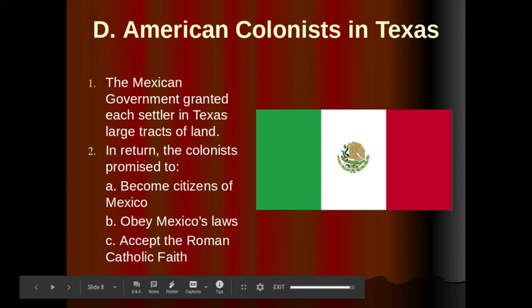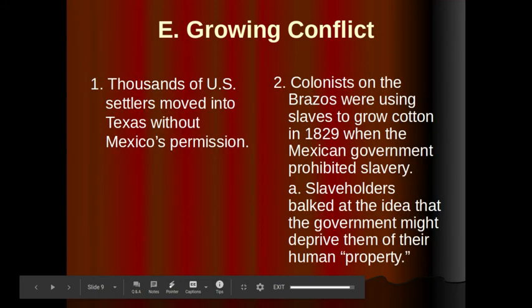So these were the exchanges that were needed to make in this deal. You will get this tract of land, you will get this place to settle, but you need to do these three things. So becoming a citizen of Mexico while residing in Texas, obey Mexico's laws, accept the Roman Catholic faith. And we're going to talk about Mexico's government here in a second and what that looked like.